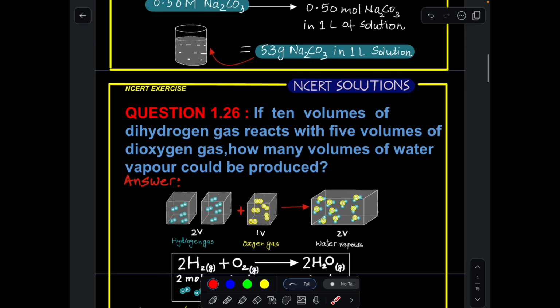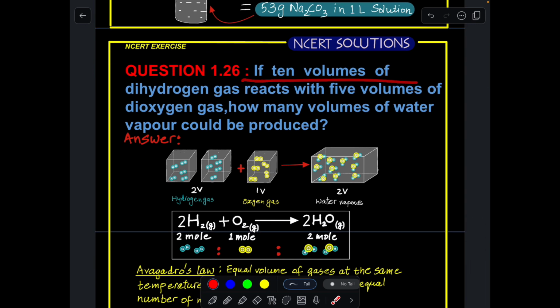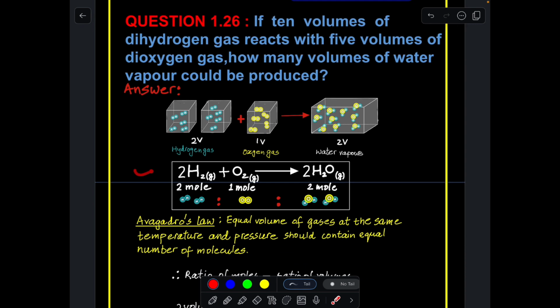Next question. If 10 volumes of dihydrogen gas react with 5 volumes of dioxygen gas, how many volumes of water vapors could be produced? So here we have 2 volumes of dihydrogen gas, that is H2 molecule, and 1 volume of oxygen gas, that is O2 molecule, to give you 2 volumes of water, that is H2O. According to the stoichiometry, this is the balanced chemical equation, that is 2 moles of H2 combines with 1 mole of O2 to give you 2 moles of water.